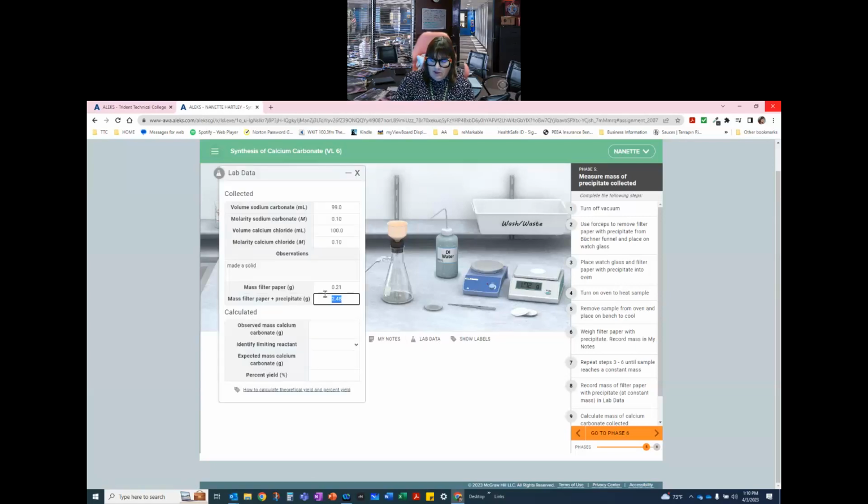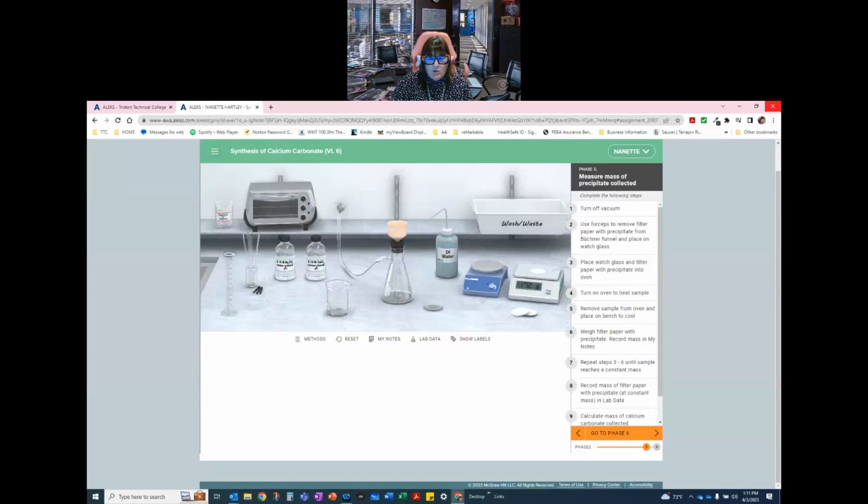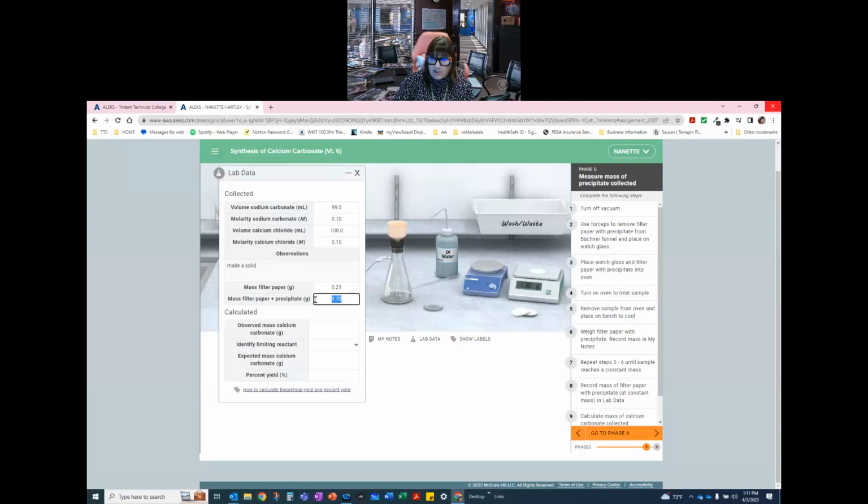I had 2.48. The reason I have to keep doing this is because I may not have gotten it dry enough the first time. So I have to keep checking it. And the way that I keep checking it is by continuing to put it into the oven. So I put it back in the oven and I heat it again and let it cool again. And I weigh it again, 1.30. You see that that mass keeps changing.